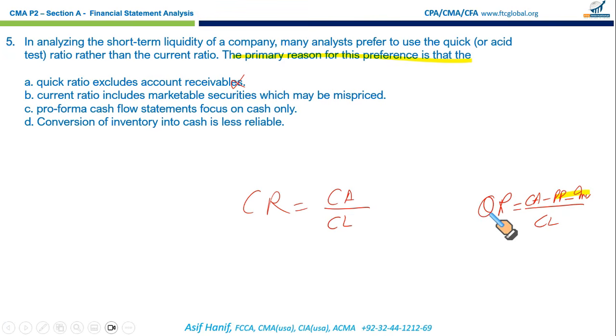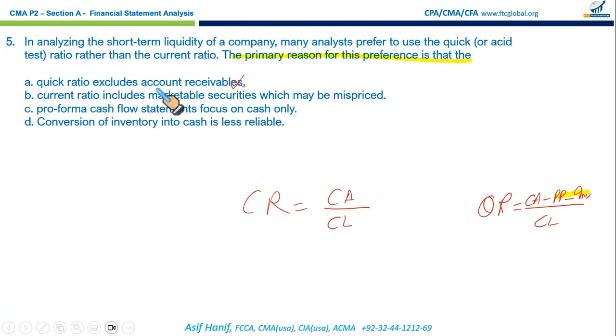Quick ratio is called quick ratio because it considers quick assets, which are readily convertible to cash, or can be converted into cash with relative ease. Prepayments are payments made in advance. They are not convertible to cash. Inventory takes time. So these items, which are not readily convertible, we exclude them. That's the difference between current and quick ratio.